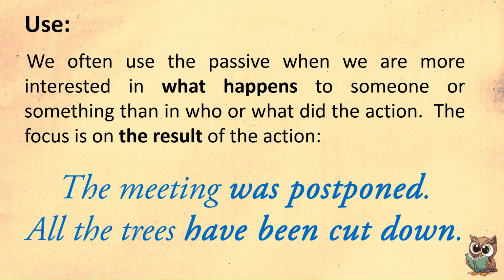When do we use the passive construction? We often use the passive when we are more interested in what happens to someone or something than in who or what did the action. The focus is on the result of the action. So, for example, the meeting was postponed. Who postponed the meeting? Well, we can guess that it was your boss. All the trees have been cut down. Who cut down all the trees? We don't know. We just see the result that the trees are not there anymore.